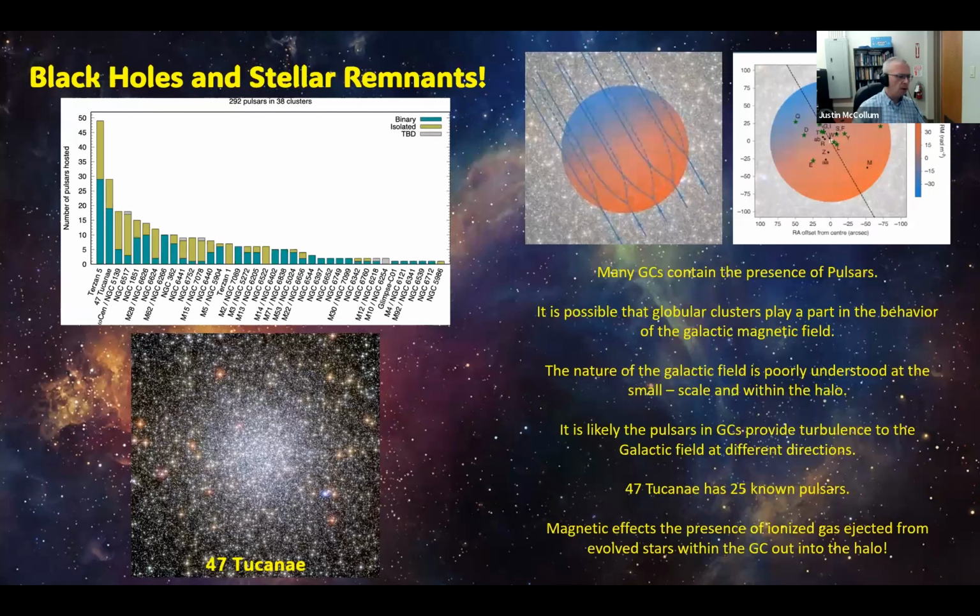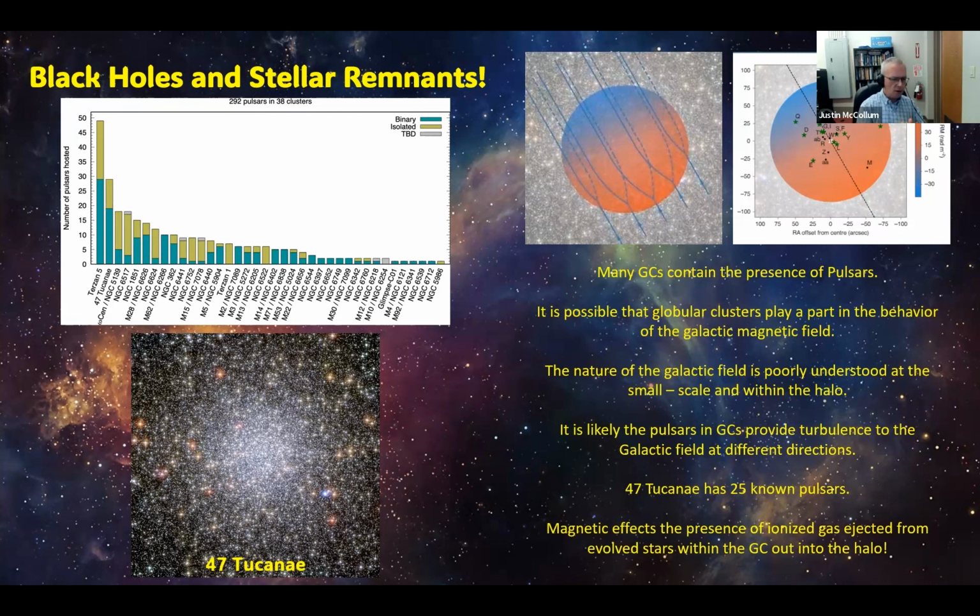So let's look at the pulsars. This is actually a graph of all the different globular clusters in the Milky Way and the pulsars they have. So we know about 38 of the globulars have 292 pulsars. Some of them will be isolated, but there is such a thing as binary pulsars, where pulsars are actually grouped together as binaries. So you can get one pulsar moving around another pulsar. They're moving around their centers of mass.